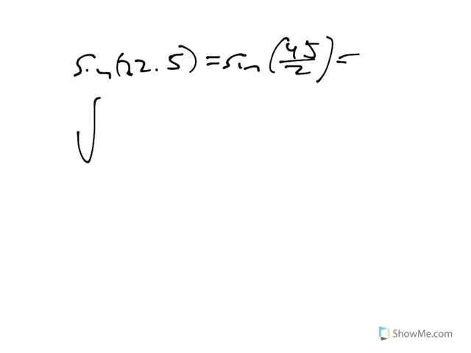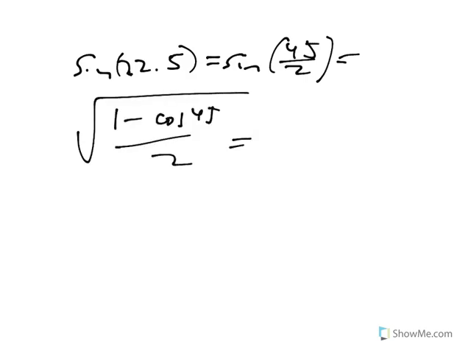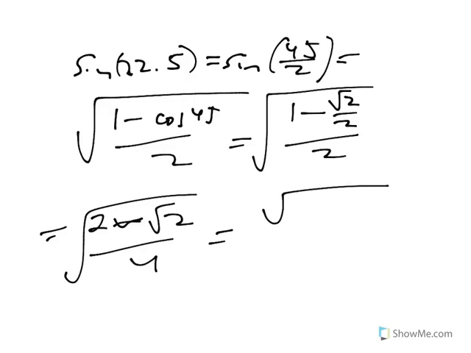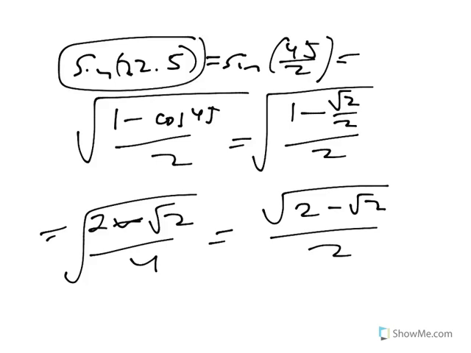this equals the square root of (1 minus cosine 45) over 2, which is 1 minus radical 2 over 2, over 2, square root of that, which is 2 minus radical 2 over 4, square root of that, which is another nested radical, a lot of 2's in it. So that's a new thing, sine of 22.5.